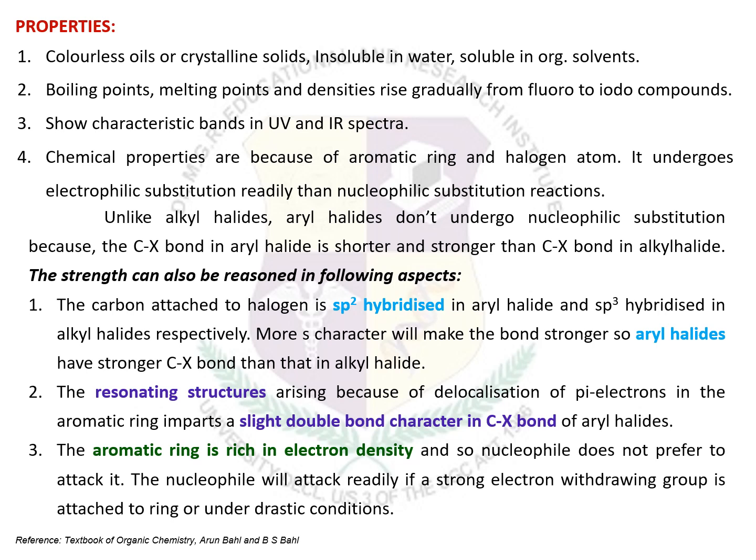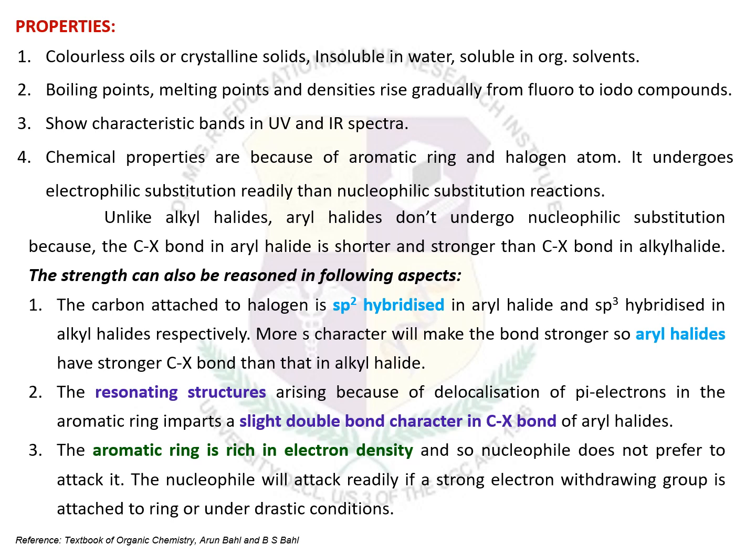Now let us see the general properties of aryl halides. They are generally colorless oils or crystalline solids, insoluble in water and soluble in organic solvents. The boiling points, melting points and densities rise gradually from fluoro to iodo compounds. They all show characteristic bands in the UV and IR spectra. In IR spectra, apart from the aromatic ring region, they give a characteristic band for the halogen atom also.